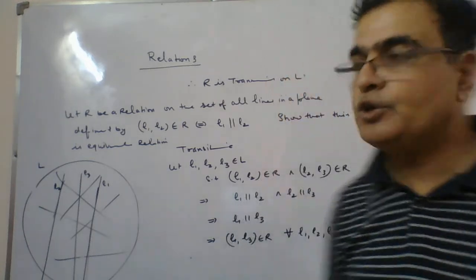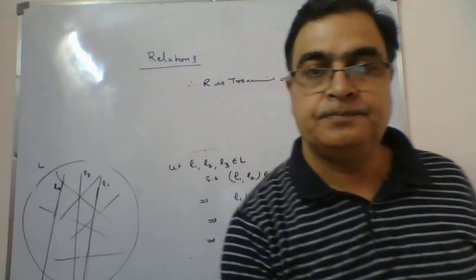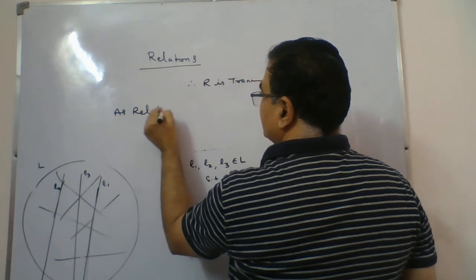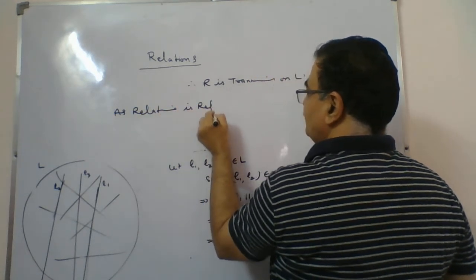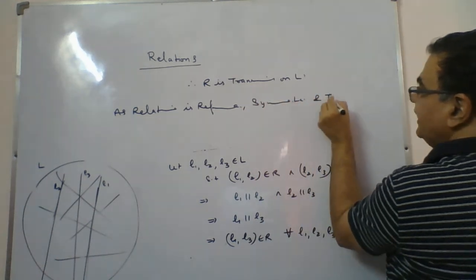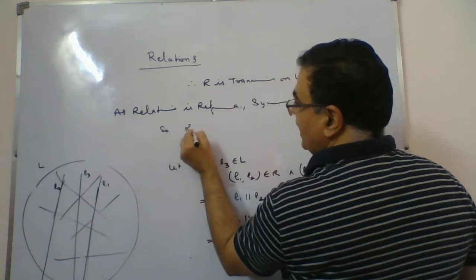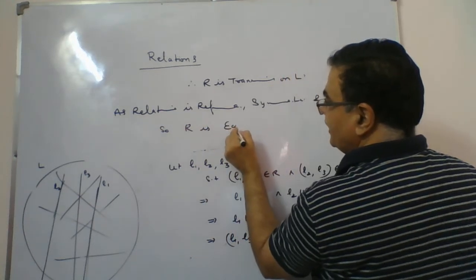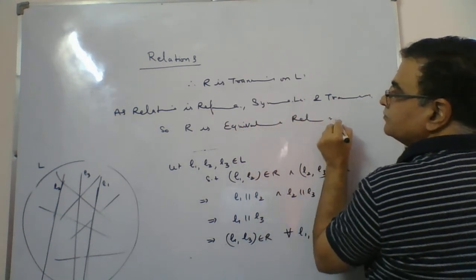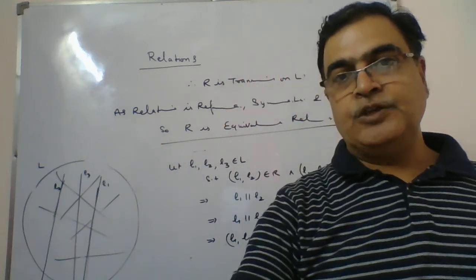And finally, what I am going to write here, as the relation is reflexive, symmetric, and transitive, so R is an equivalence relation. Hence proved. So this is the first question you have, which we have completed.